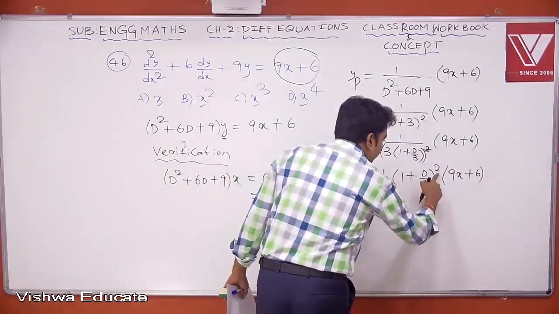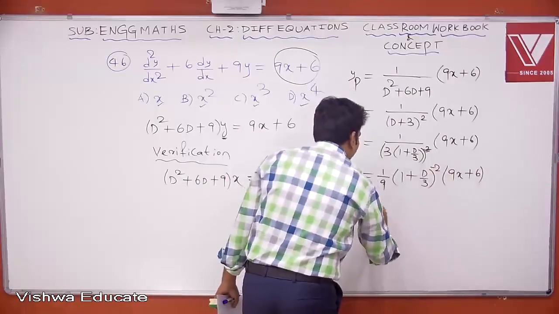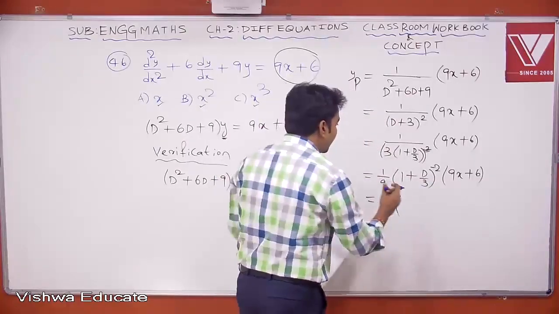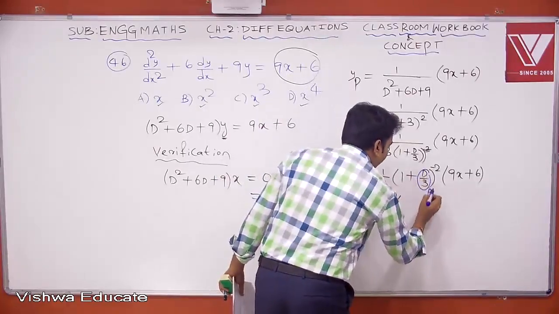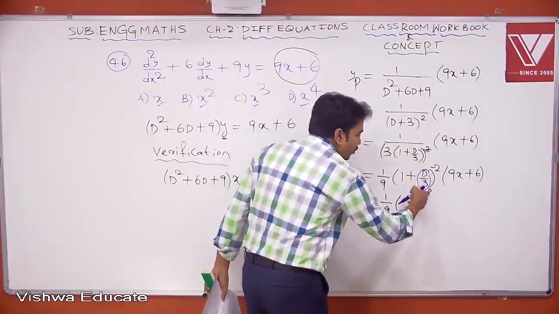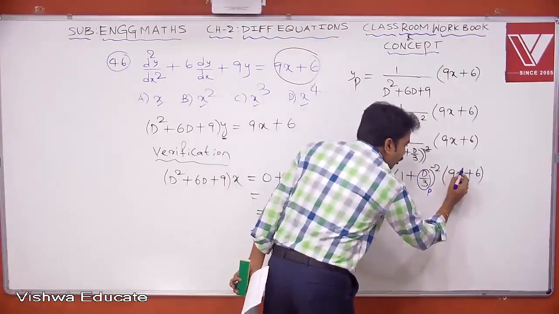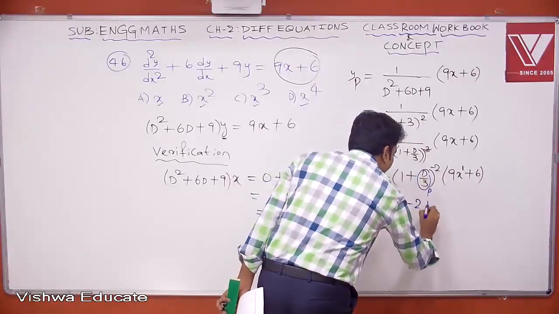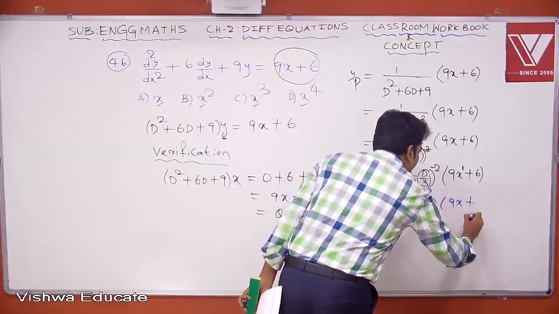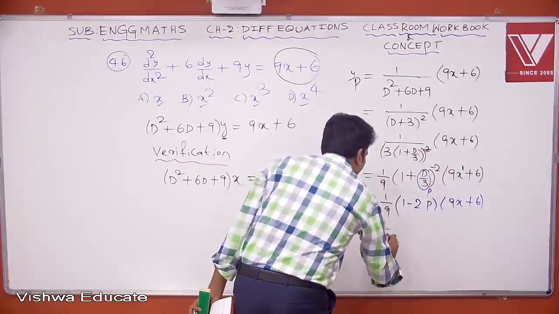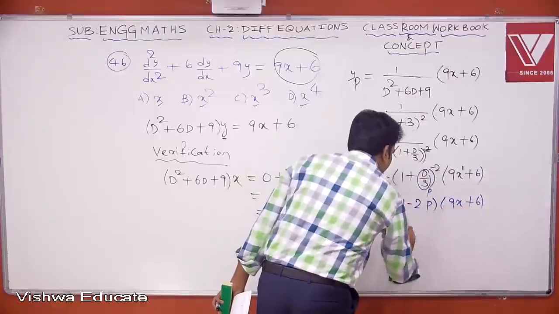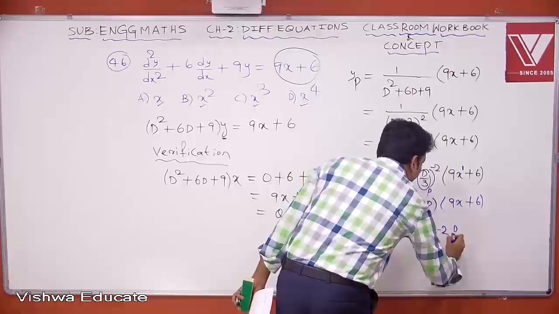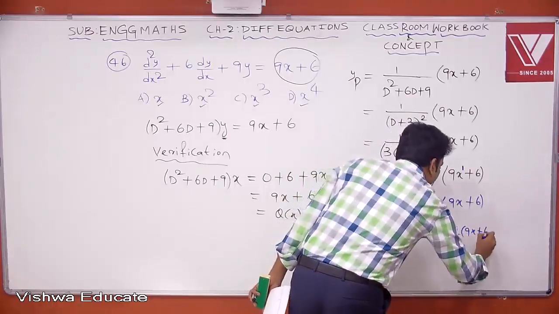Now it is in the form 1 plus x whole power minus 2. So this is 1 by 9 into, expand, it is actually in the form 1 plus p whole power minus 2. I call it as p equal to D by 3. Now this is a polynomial expression of degree 1. Therefore I can expand this up to power 1 only. So this is 1 minus 2p of 9x plus 6. So therefore this is 1 by 9 into 1 into 9x plus 6 minus 2 into this p, which is nothing but D by 3 of 9x plus 6.